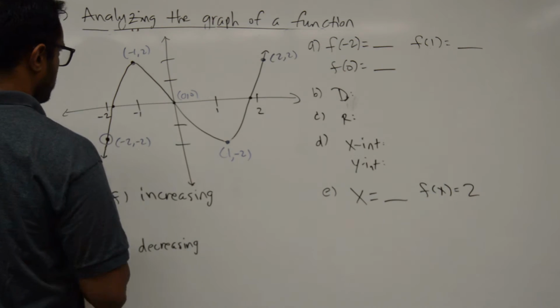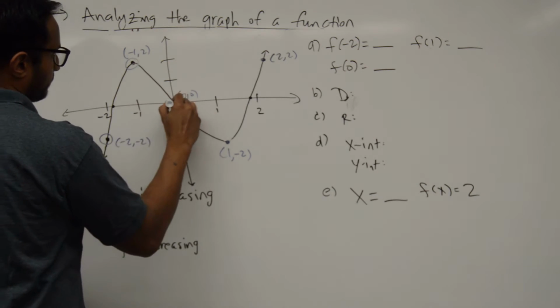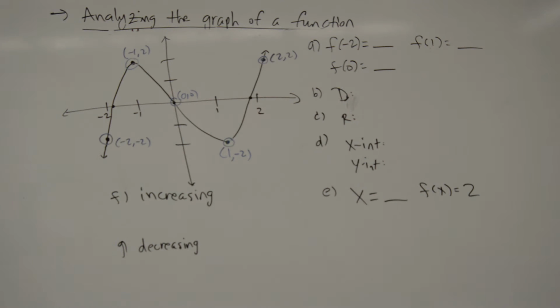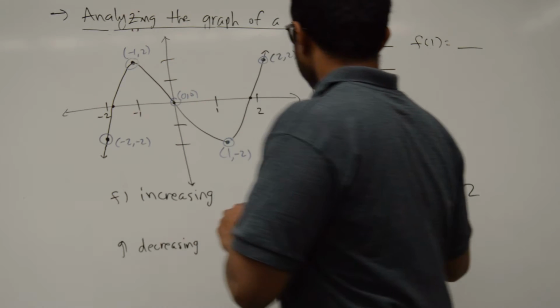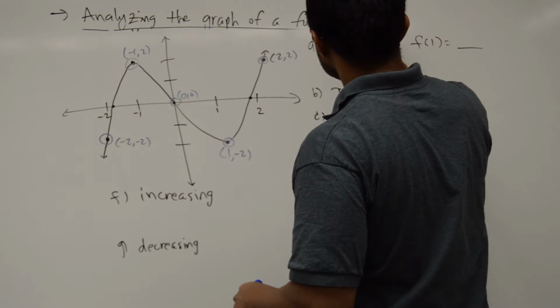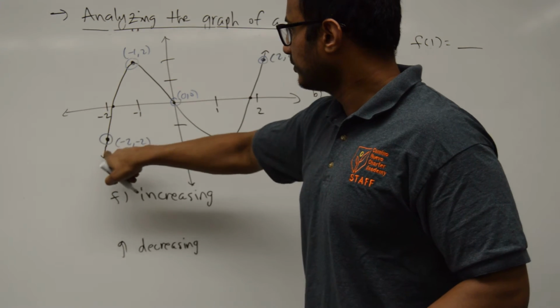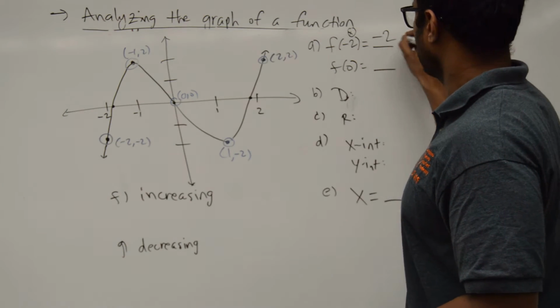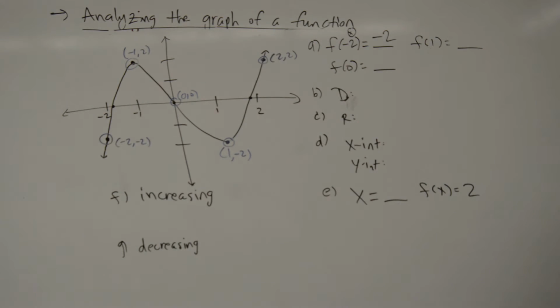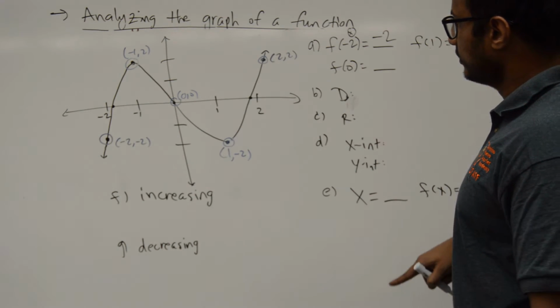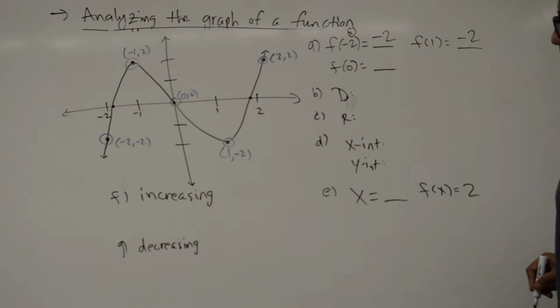Okay, so I have all these points. I'm going to circle them. All right, so first question, what is f of negative 2? Remember, f of negative 2 means the x value is negative 2. What's the y value? Well, when x is negative 2, the y value is also negative 2. So f of negative 2 is negative 2. Next question, what is f of 1? Well, when x is 1, y is negative 2. So f of 1 equals negative 2.